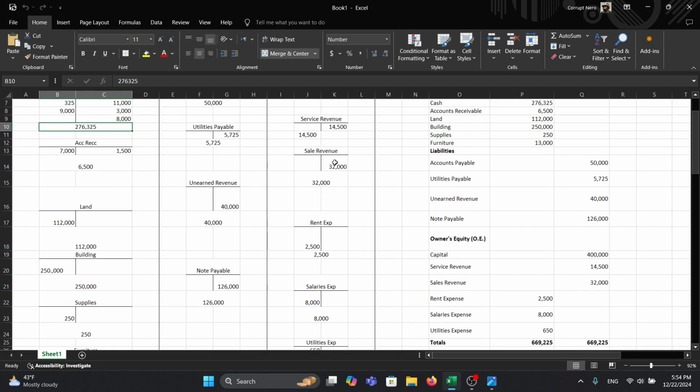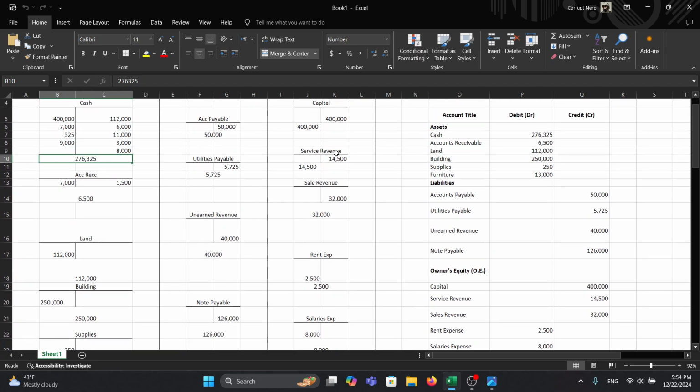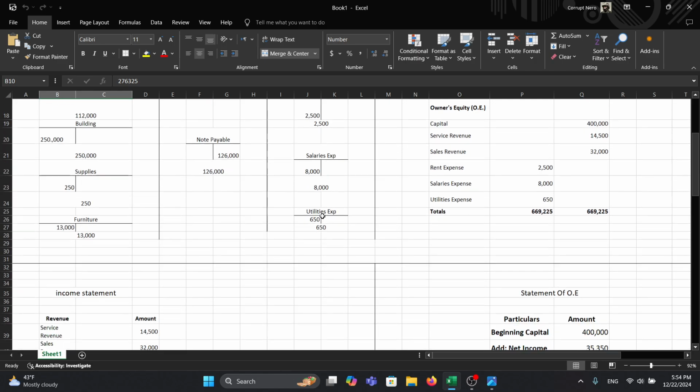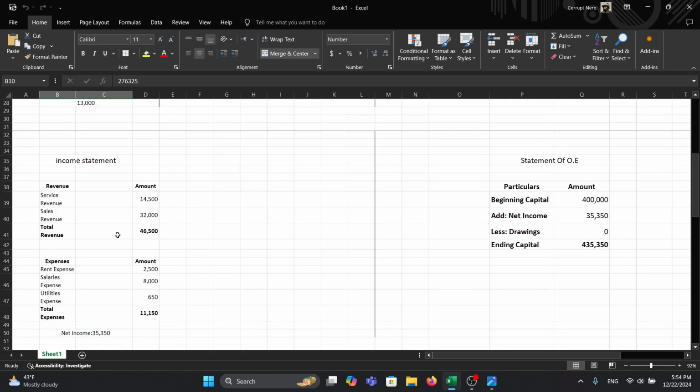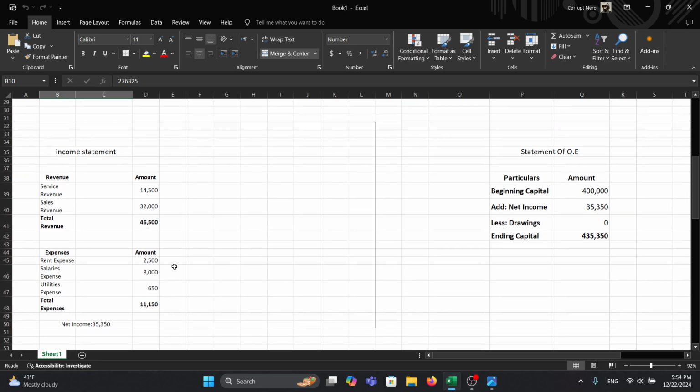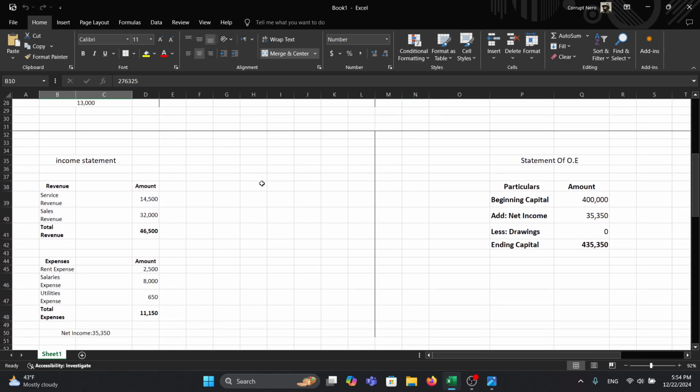They've already been written over here in the T accounts question. It's all in the question. So like service revenue and sales revenue, you're going to write them down over here, and you're going to write the expenses as well in the expenses area. Then you total them both, and you subtract total expenses from total revenue, and you get net income. After you get net income, that will be it for the income statement.